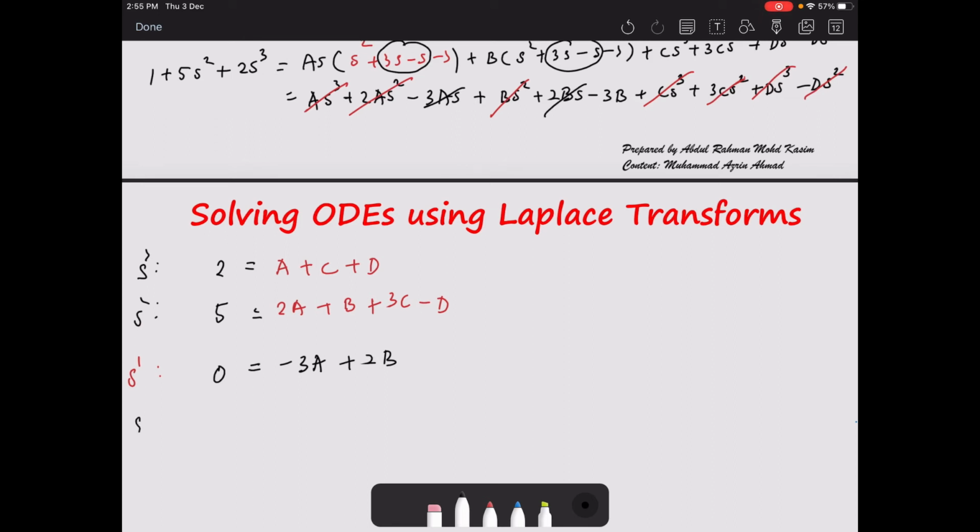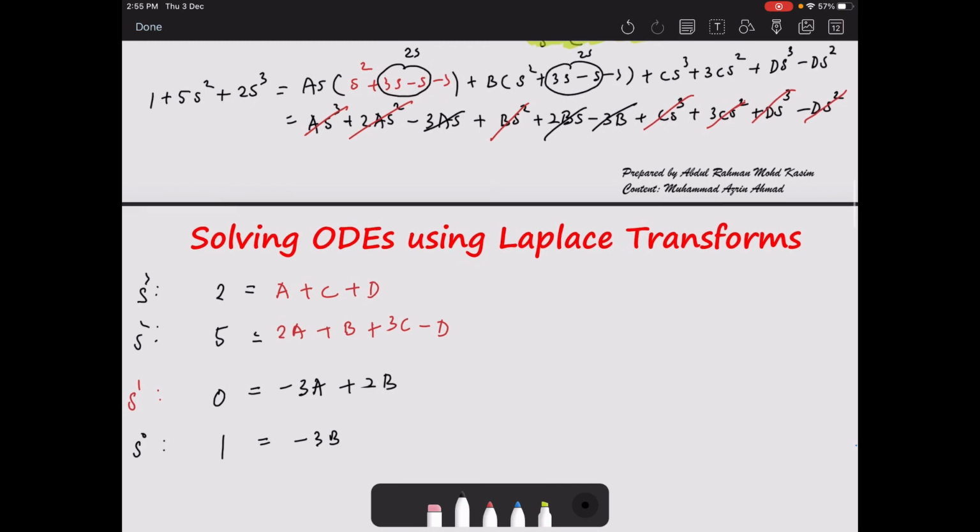And finally, for the constant, which is s power of 0, you will have 1 on the left hand side, equal to, for this one, minus 3b. And then, okay, you will have only this part because it's already complete.